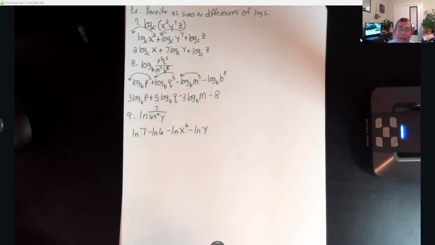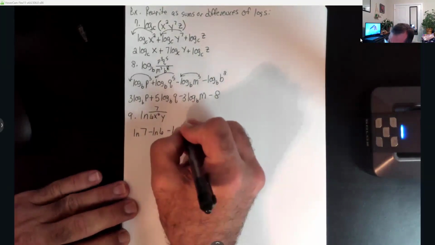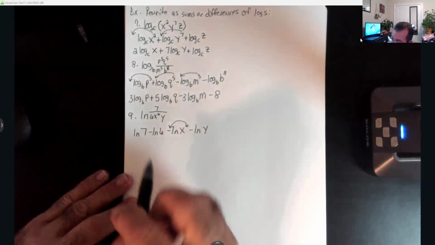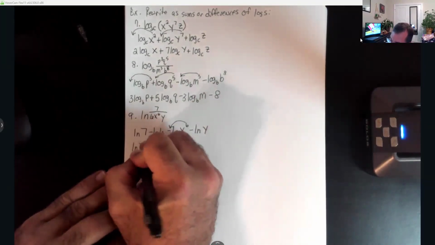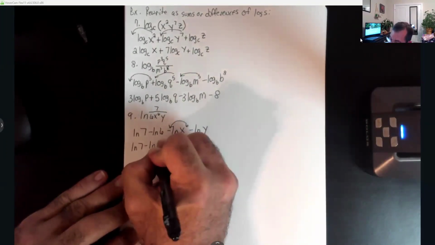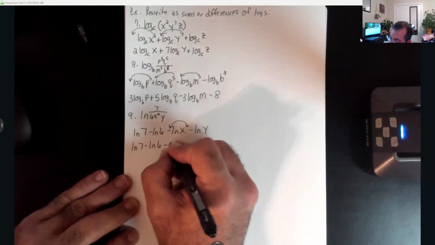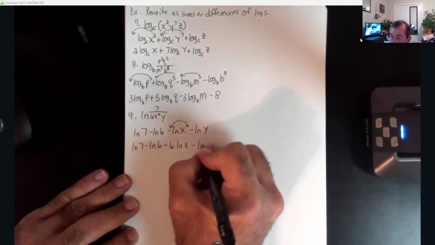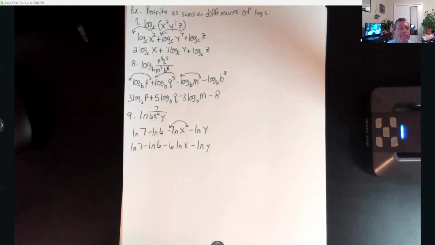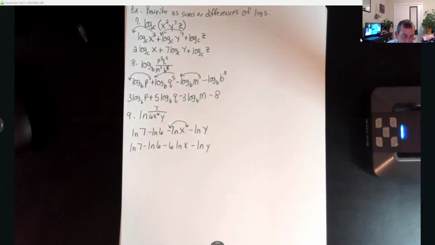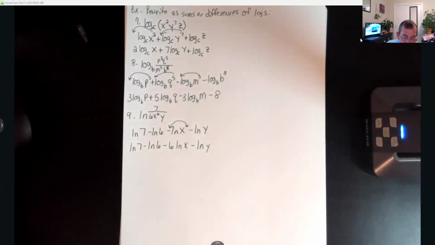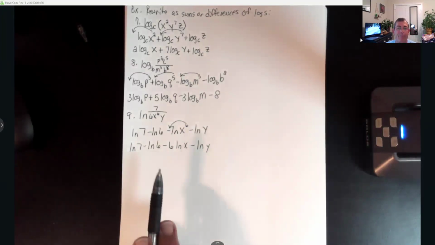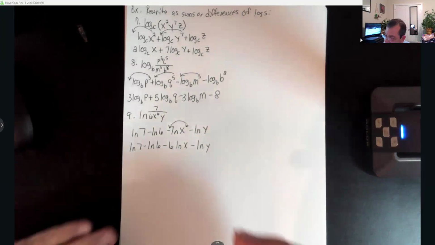All right, y'all, guess what? I got one more move. I've only got one exponent to bring down, but that's going to cause me to rewrite everything. So I got an ln of 7 minus ln of 6 minus 6 ln of x minus ln of y. Okay, y'all, so just remember, there is actually 3 variables in that bottom.